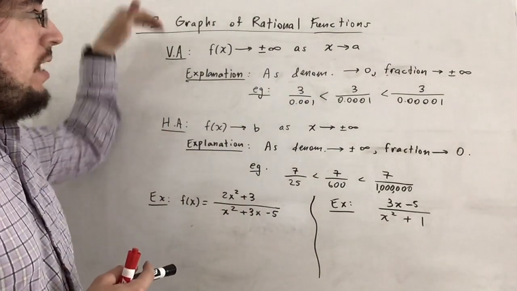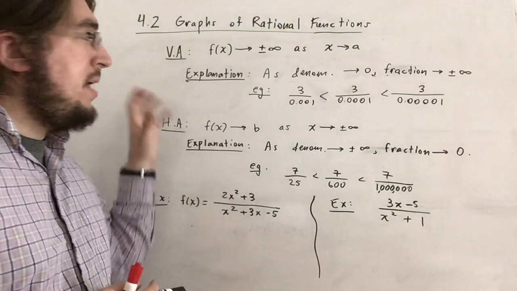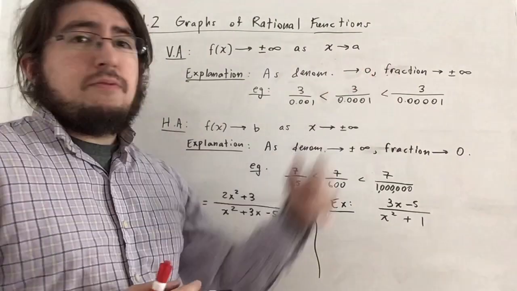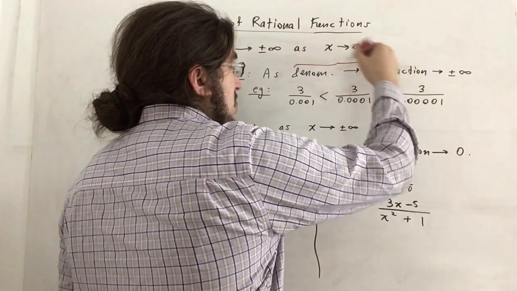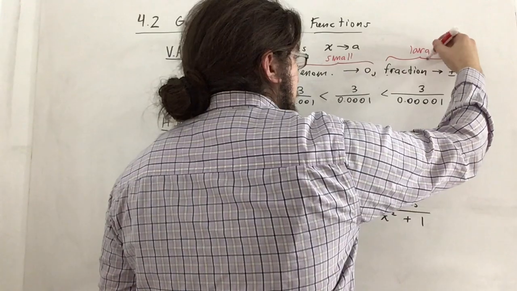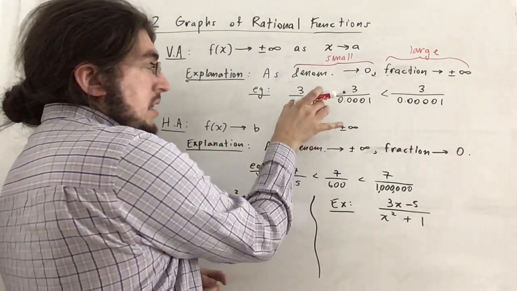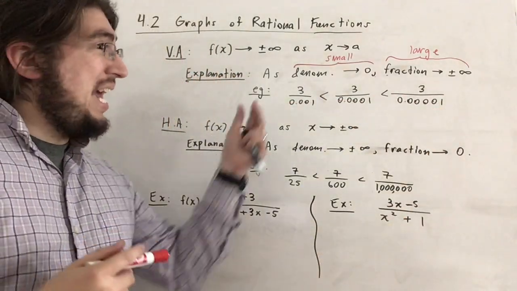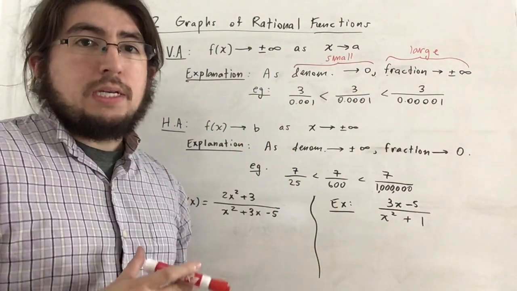So remember that for vertical asymptotes, f of x will approach positive or negative infinity as x approaches a number, okay? And the explanation for that is the following. As the denominator approaches 0, the entire fraction will approach infinity. And basically what this says is that as your denominator gets small, the whole fraction as one number will get large. And I didn't actually compute what these are, but you can do it yourself and you'll see that this will be a number, this will be a larger number, and this will be an even larger number. So the whole point is that as your denominator gets smaller and smaller, the whole fraction will blow up towards positive infinity.